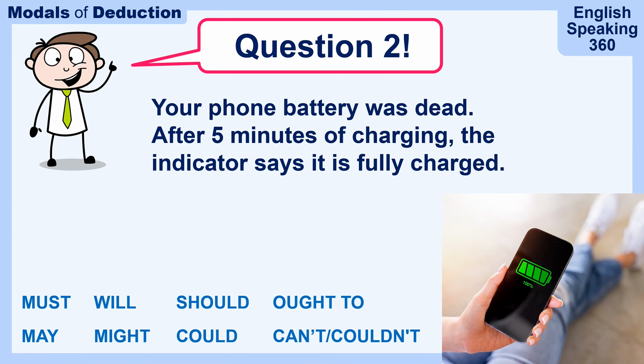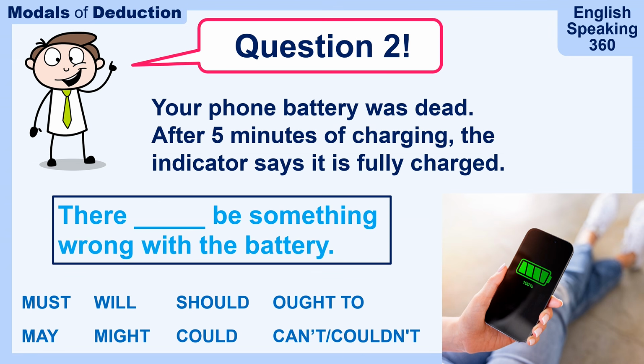Question 2. Your phone battery was dead. After 5 minutes of charging, the indicator says it is fully charged. So your phone is showing 100% after only 5 minutes of charging. What's happening? There be something wrong with the battery. Now think about your answer. This is a little bit more difficult. It depends on your level of certainty here. You can say there must be something wrong with the battery. So if you're 95% sure, you can use must.